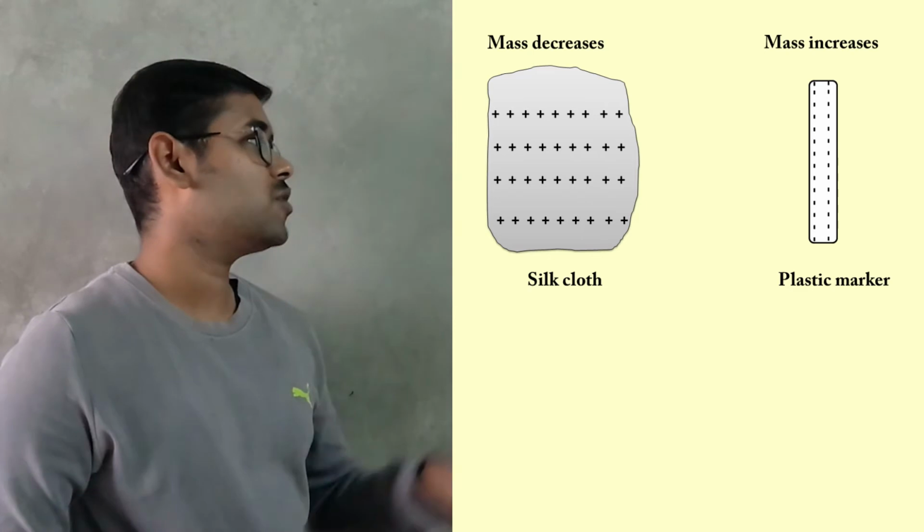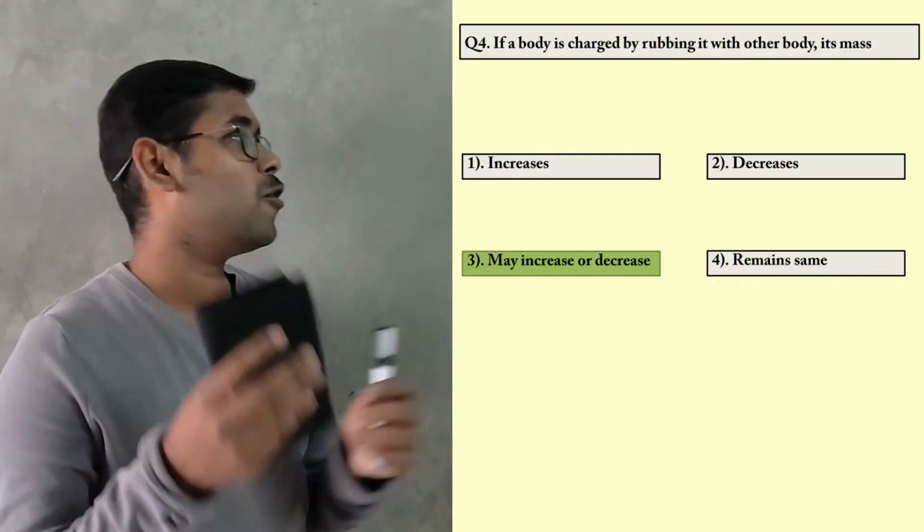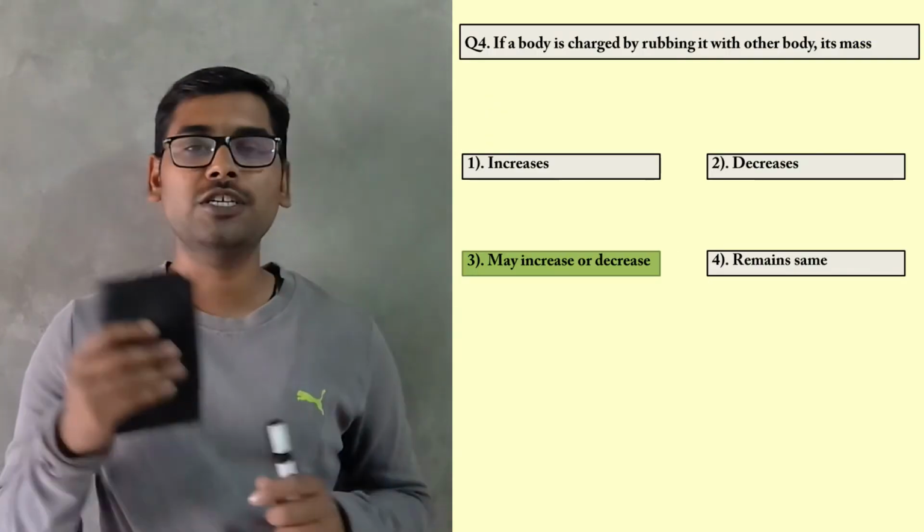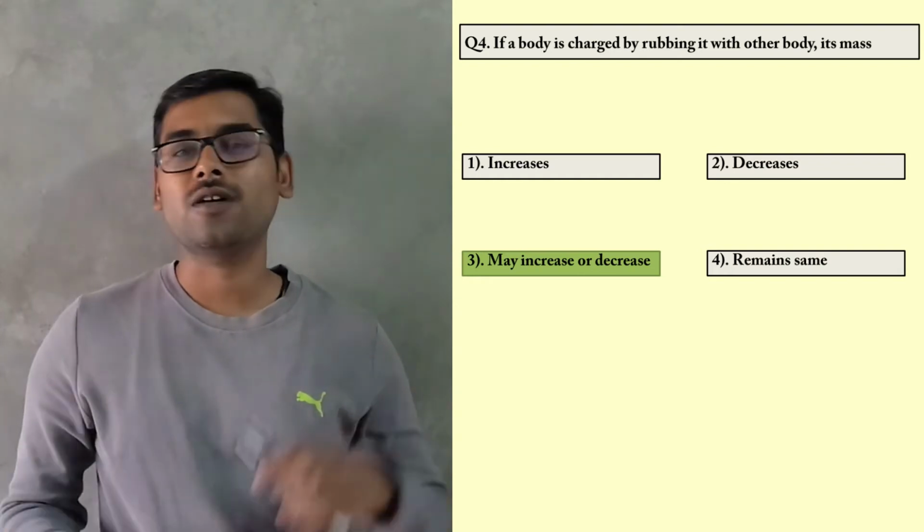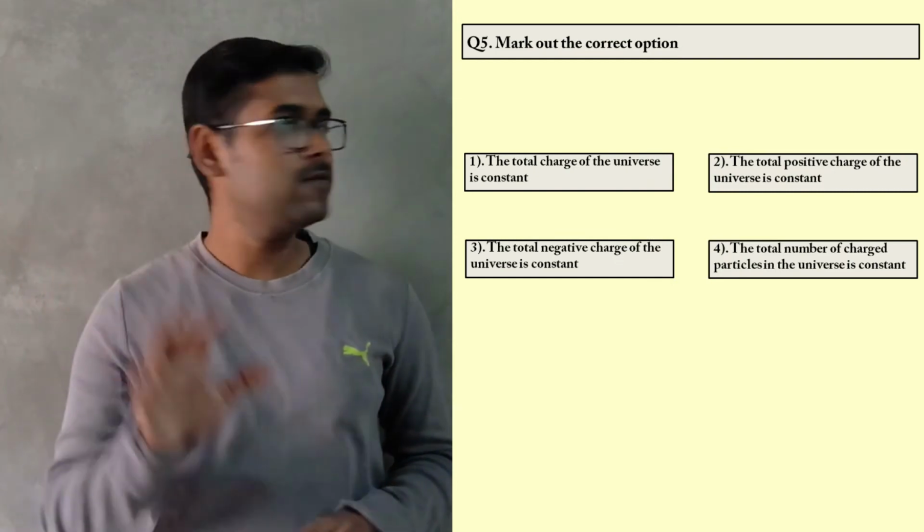Now answer to this question is option number 3, that is mass of object may increase or decrease based upon whether it has lost electrons or gained electrons. Guys, next let us move to question number 5.